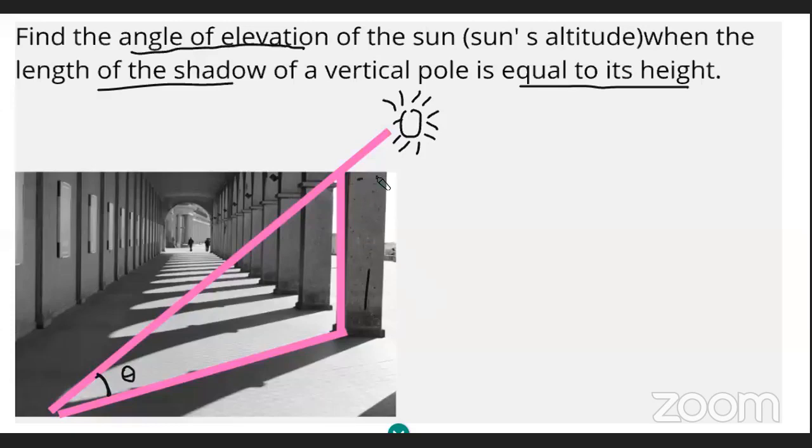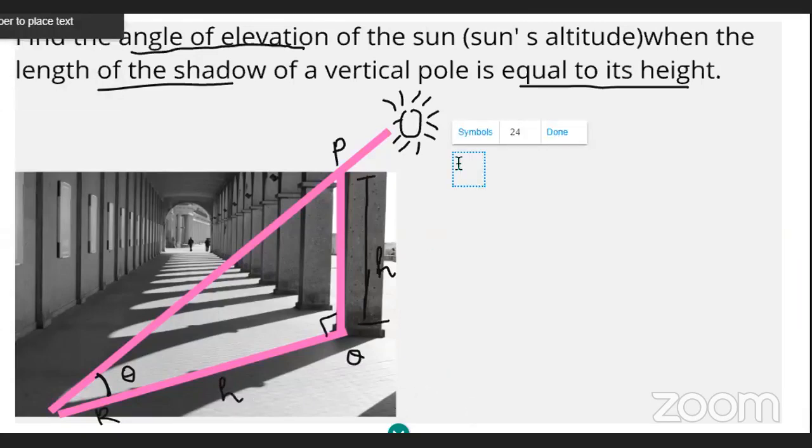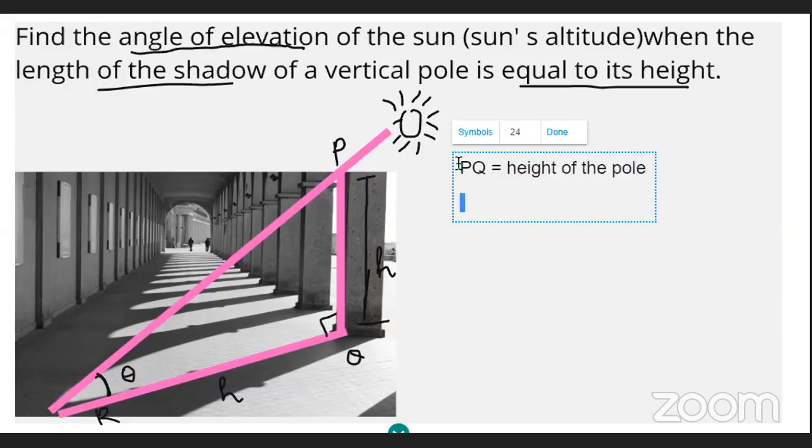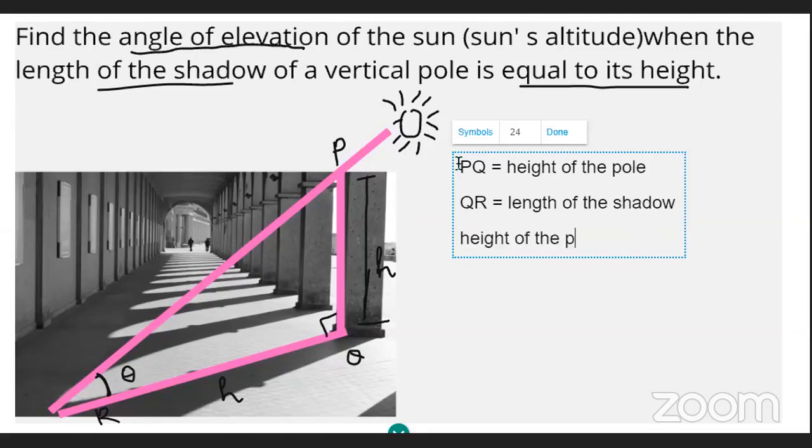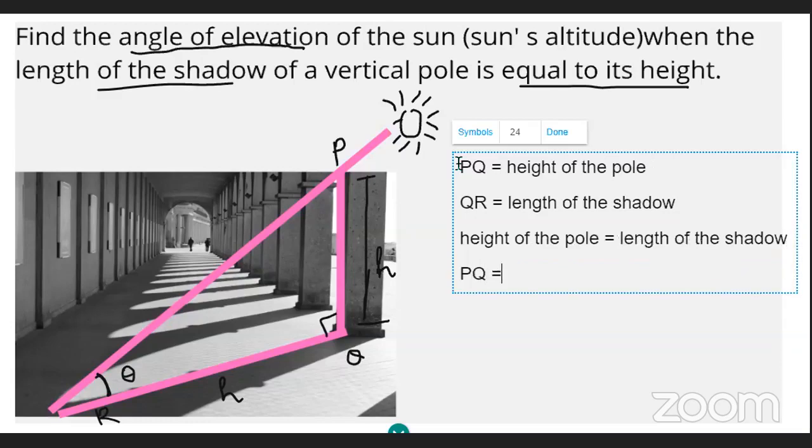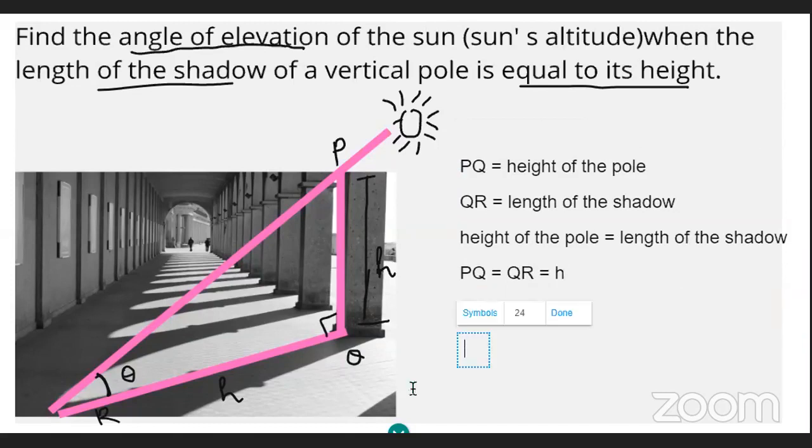Okay, and we are given that the shadow length and the height of the pole are equal. That means the height of the pole is from here to here, which is h, which I'm labeling as P and Q. Okay, and the shadow length is QR, which is also H. So let me label that first and then we'll move ahead. We are taking PQ equals the height of the pole, QR equals the length of the shadow. What is given? Height of the pole equals the length of the shadow. Yes, that means PQ equals QR equals H. Clear?